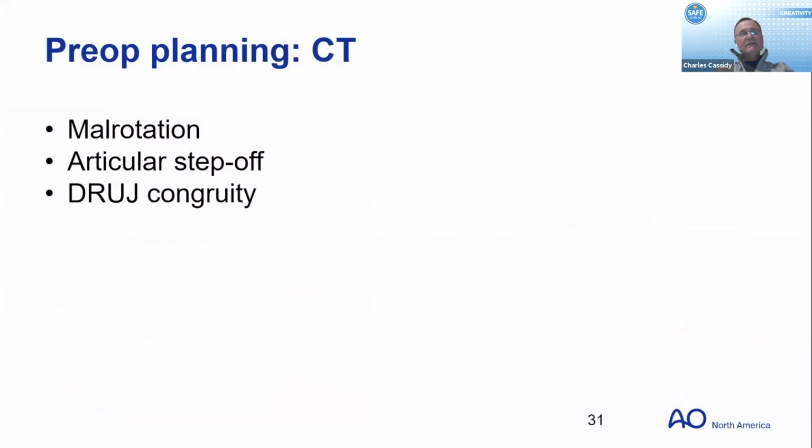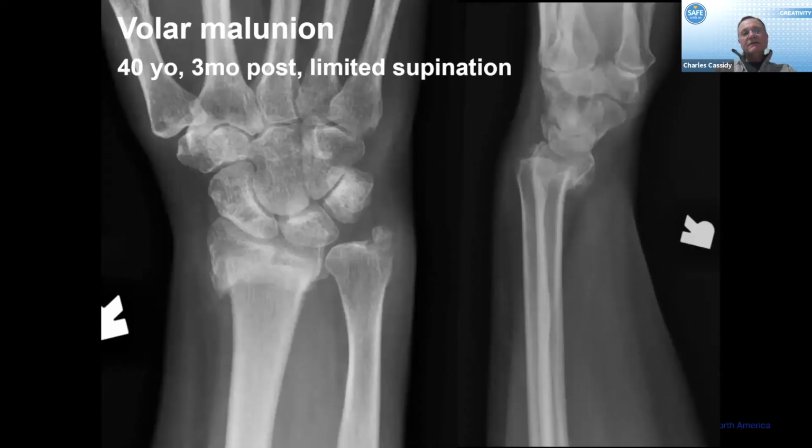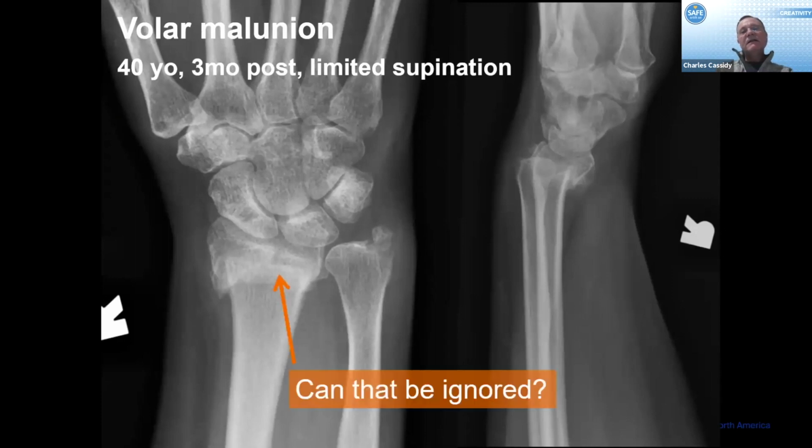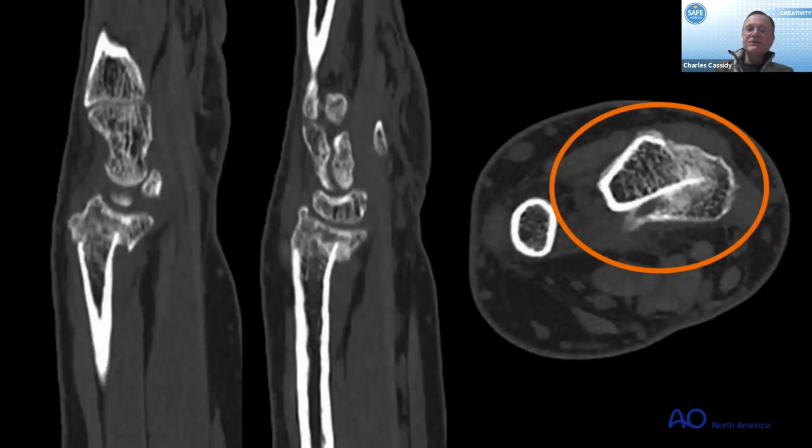How about CT? CT is important for malrotation, articular step-off, and distal radial joint congruity. This patient, another volar malunion. You can see very distal fracture. There's an intra-articular split. Is that thing significant? CT is very helpful for this. And this is my favorite image, the one with the orange circle. You can see a pronation malunion.